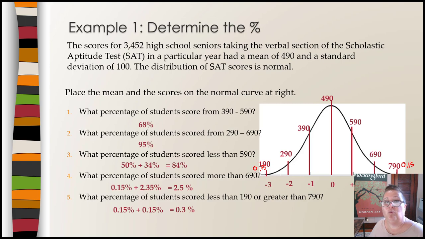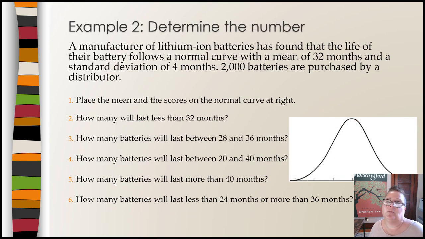All right, great. Now, same idea, a little bit different question, but we're going to start the process off the same way, always beginning at the same place. So determining the numbers this time. A manufacturer of lithium-ion batteries has found that the life of their battery follows a normal curve with a mean of 32 months and a standard deviation of 4 months. So their batteries on average last for 32 months, but there is a standard deviation of 4 months. 2,000 batteries have been purchased by a distributor.